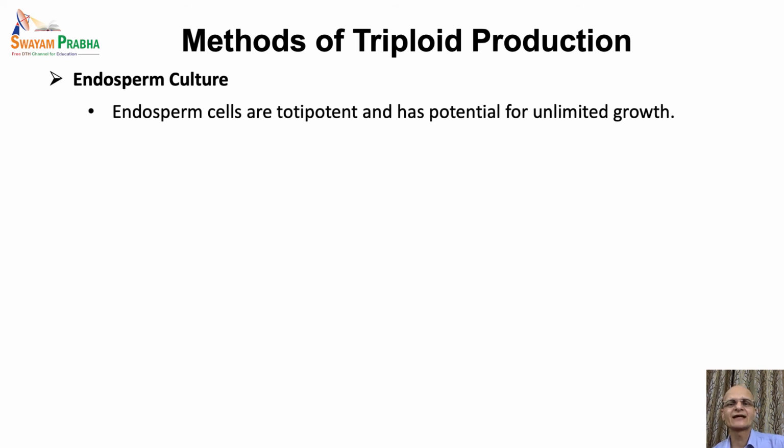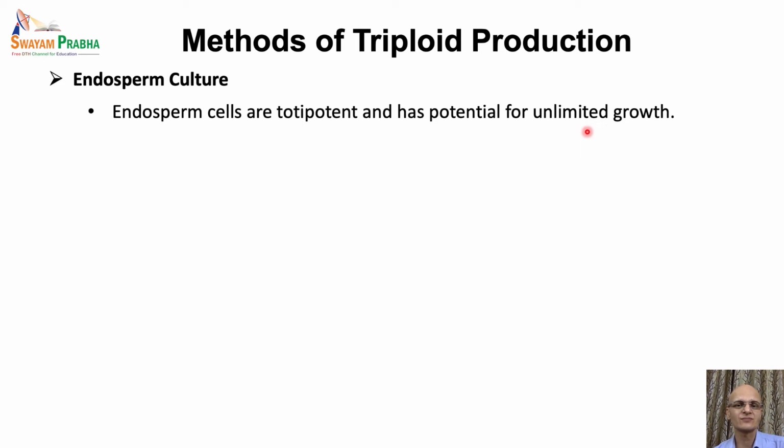So basically, like other plant cells, endosperm cells are totipotent and have the potential for unlimited growth. Therefore, the endosperm tissue can be used for in vitro culturing. As it is triploid in nature, the in vitro regenerated plants from this tissue would be triploid too.